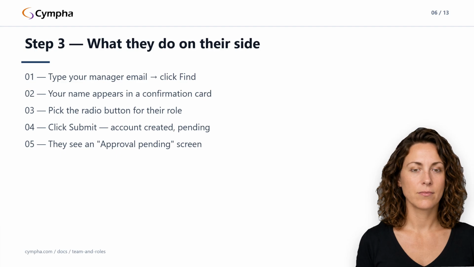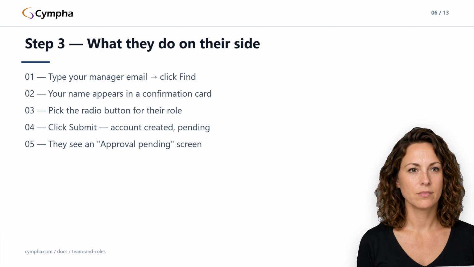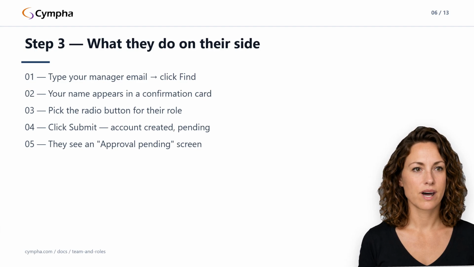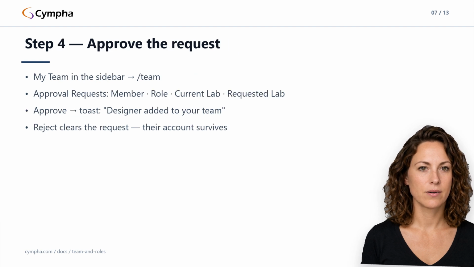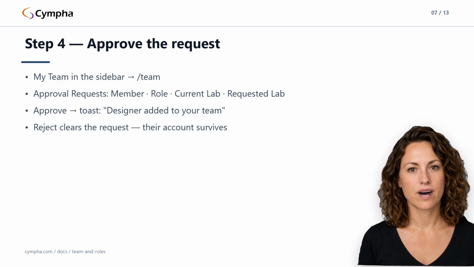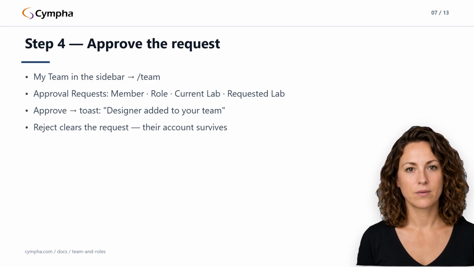Sign in and click My Team in the sidebar. The page header reads My Team, with the subtitle about managing membership requests and your designer team. 2 cards stacked down the page: approval requests, pending sign-ups waiting on your decision, and team members, the already approved people. In approval requests, the new sign-up shows as a row, their name and email, the pending role label, say, designer, pending, their current lab, which is empty for a fresh sign-up but populated if they're switching from another lab, and the requested lab, which should be you.